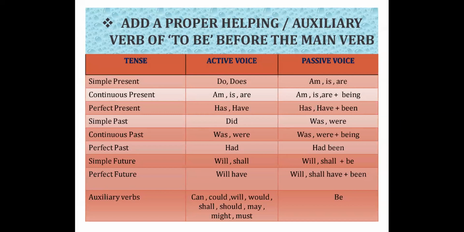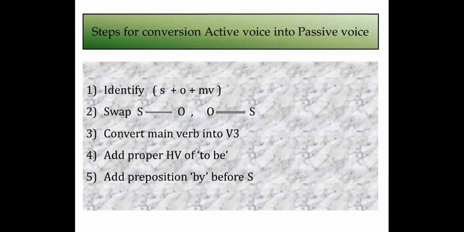Where there is simple present tense, do, does, use am, is, are. Present continuous, use am, is, are plus being. Present perfect tense, have, has, use have, has plus been. Simple past, did, use was or were. Past continuous, was or were plus being. Past perfect, had been. Simple future, will or shall plus be. Future perfect tense, will, shall, have plus be. And other auxiliary verbs, can, could, will, would, shall, should, may, might, must, use the be.